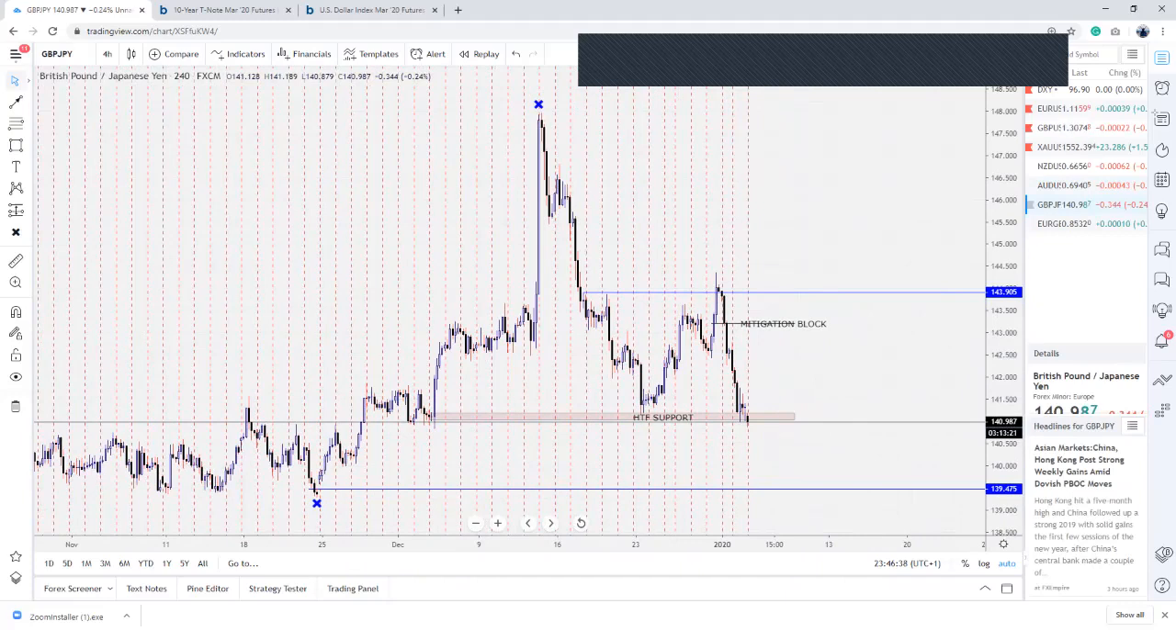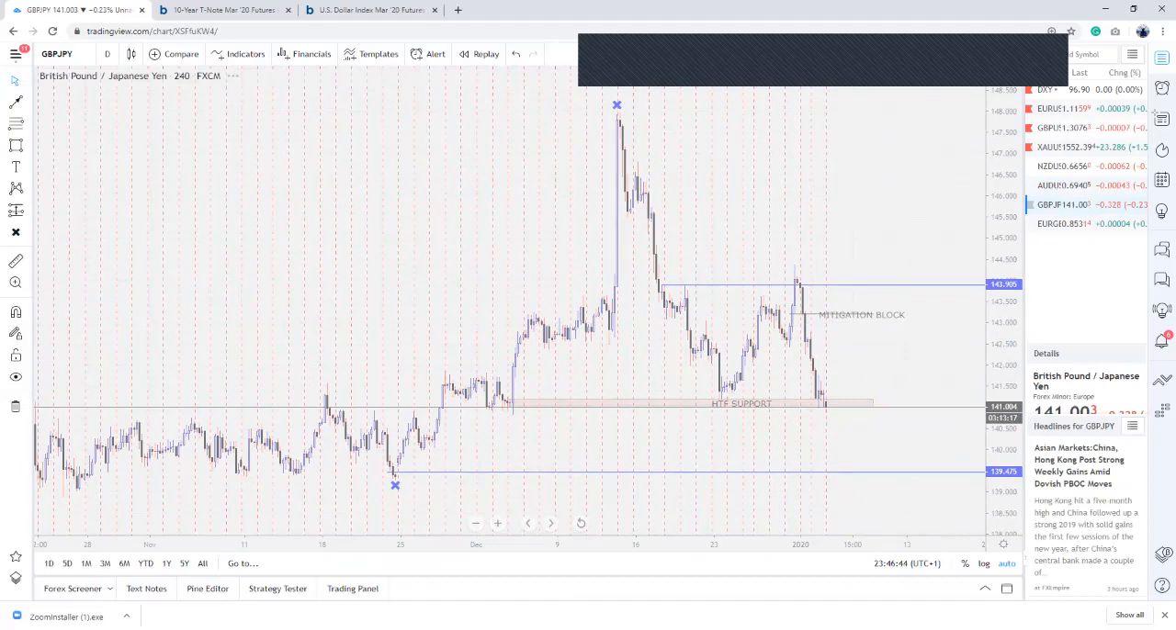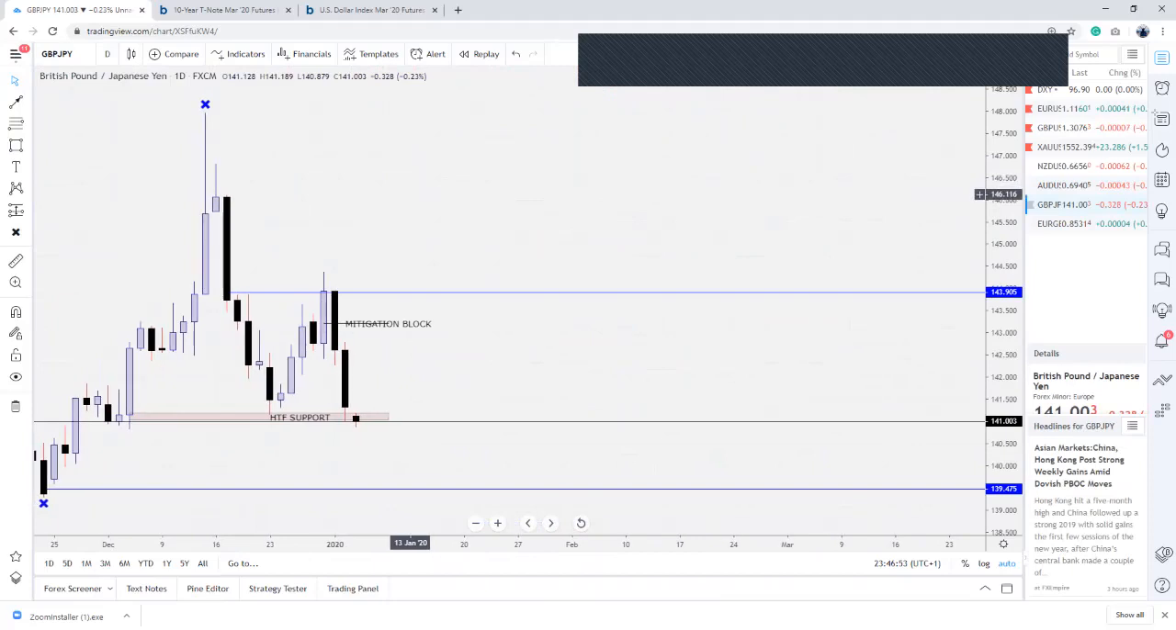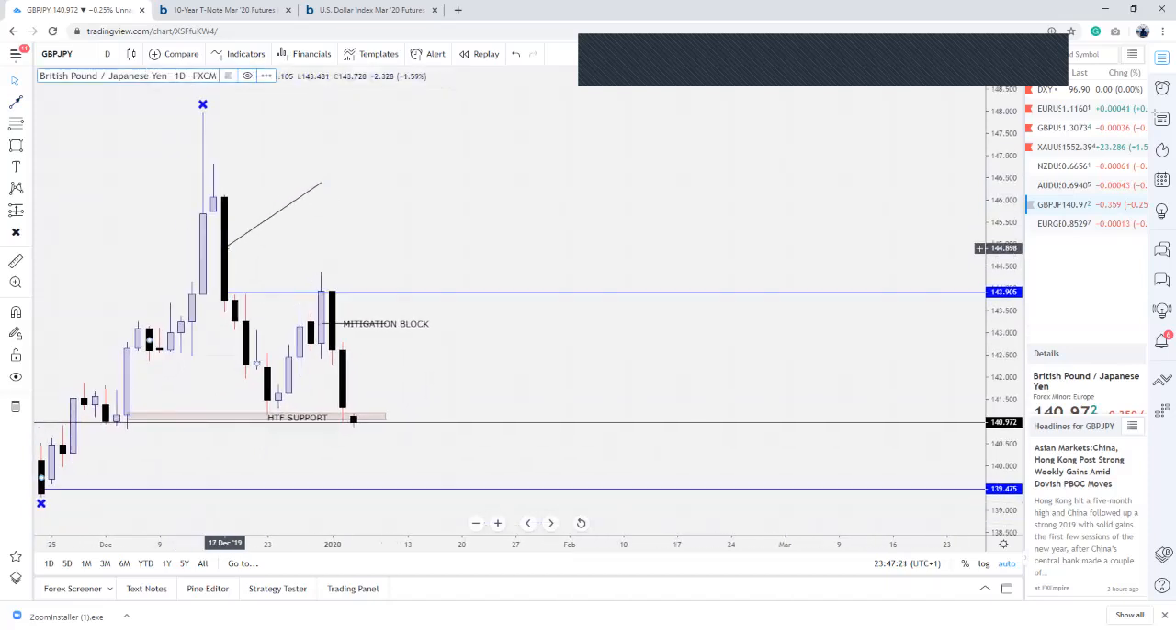So pound yen, 4R daily. All right, on the pound yen, we had a bearish order block. Now, you might ask, why did we not factor this candle as the order block? Well, if you look at this candle, it absolutely engulfs this candle. This candle was engulfed by this candle, so this for me is the order block, not this small candle.